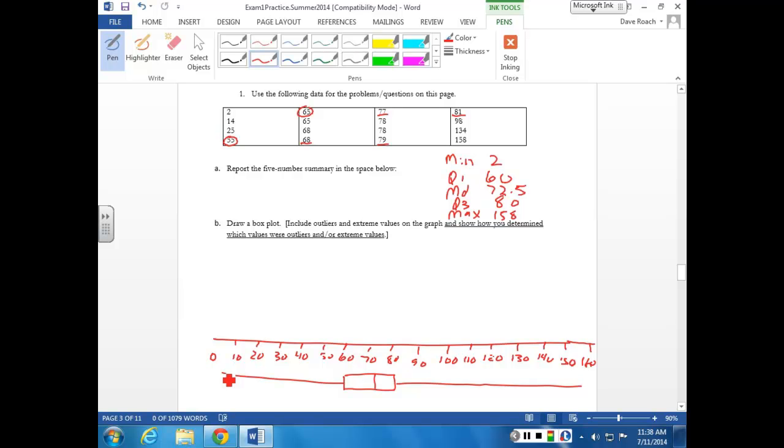It looks to me like I should check for outliers and extreme values on both sides. Because remember, the width of the box here, the IQR, if we go 1.5 of those in either direction from the box, then we might have outliers. If we go 3 of those away from the box, then we're going to have extreme values.